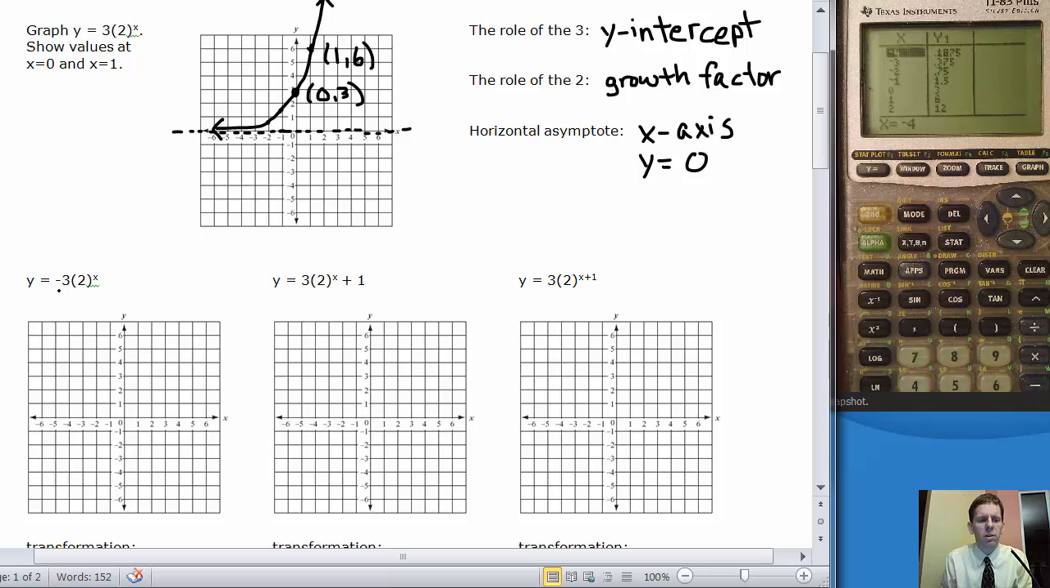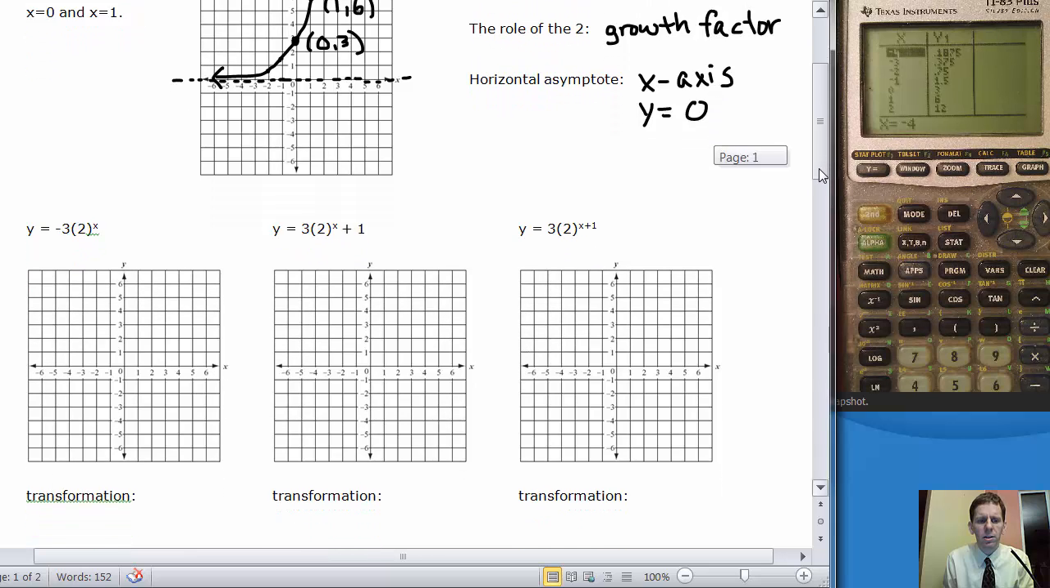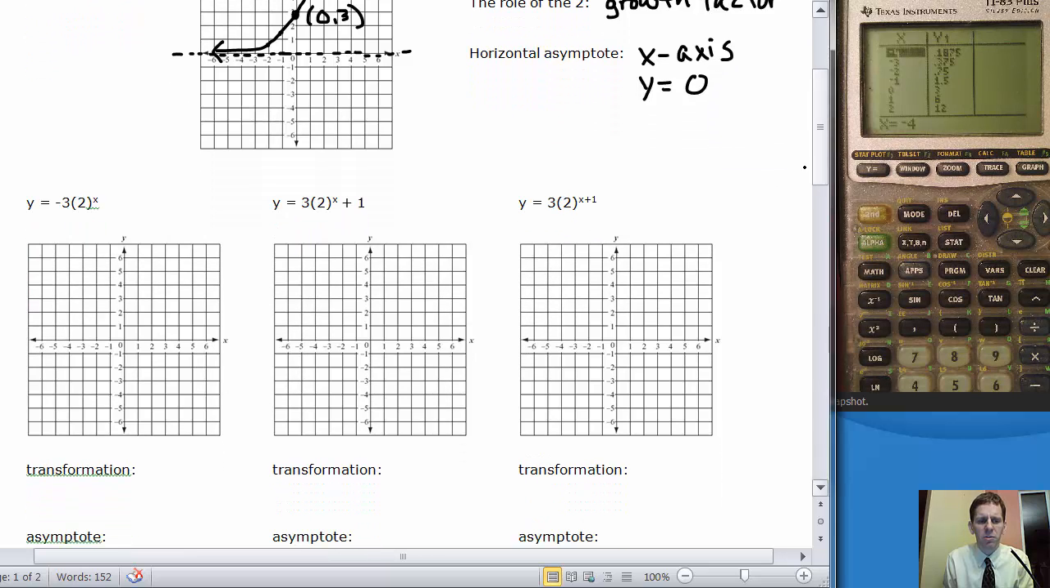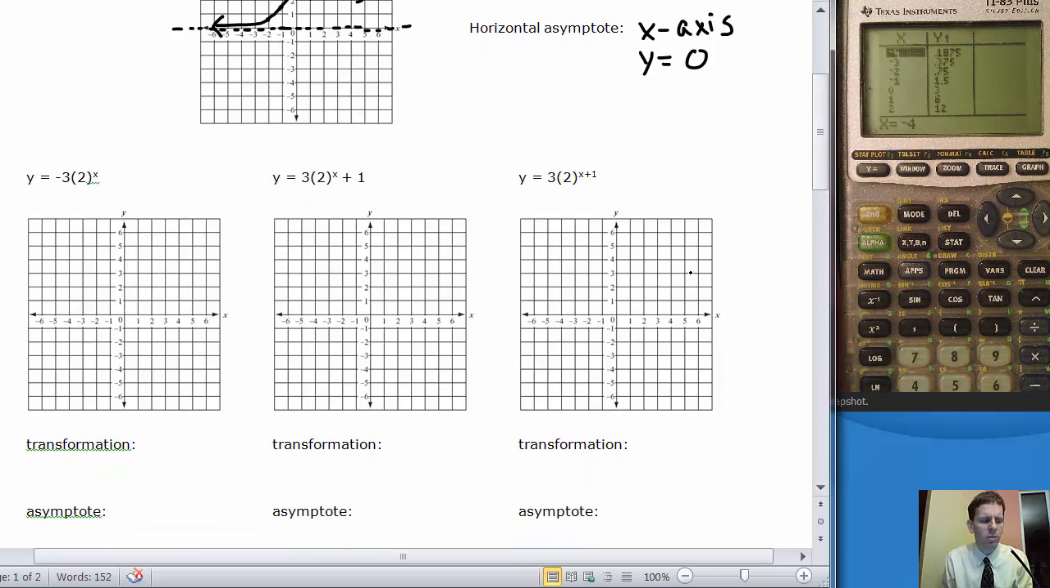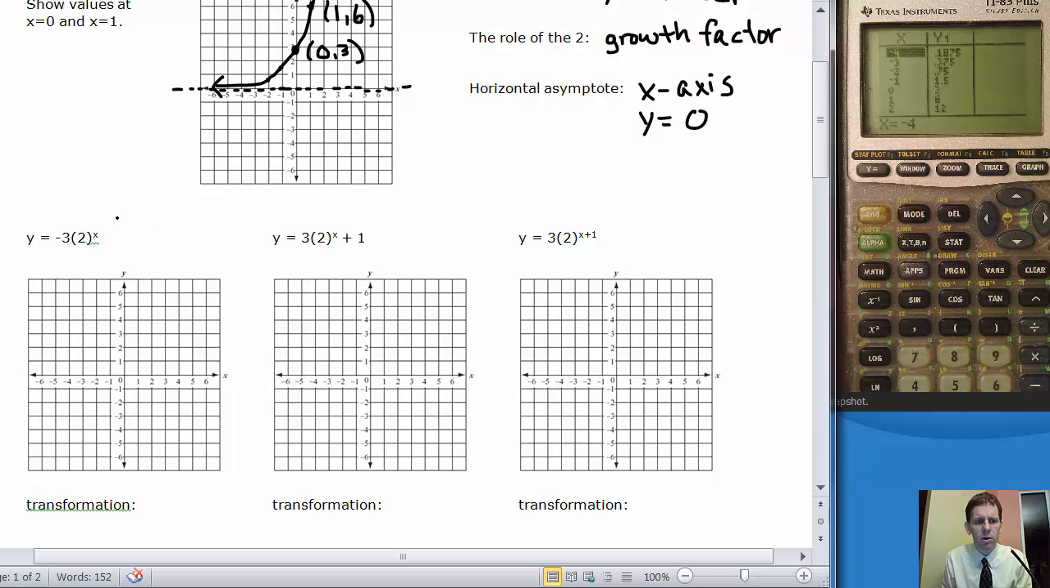Using your graphing calculator, I'd like you to plot the graphs for these three functions down here. Then see if you can figure out what transformation has taken place, what change has taken place compared to the original graph, and where the asymptote of your new function is. It may still be the x-axis, but it might move. So take a few minutes, pause the video, graph these functions, answer the questions, and we'll come back and see what your work looks like in just a little bit.